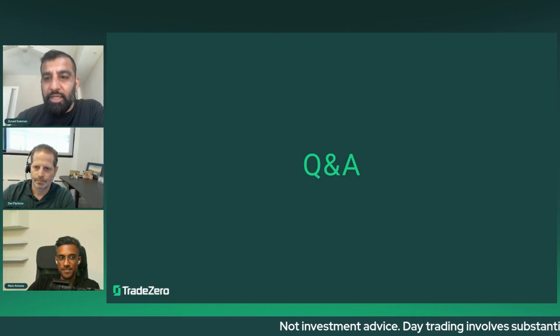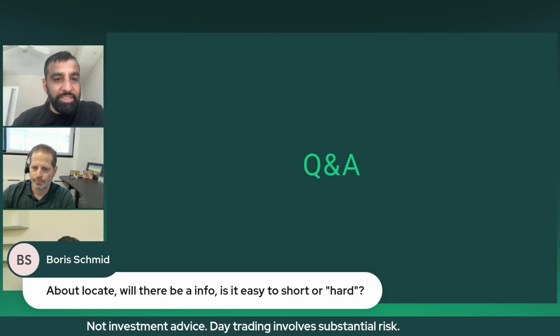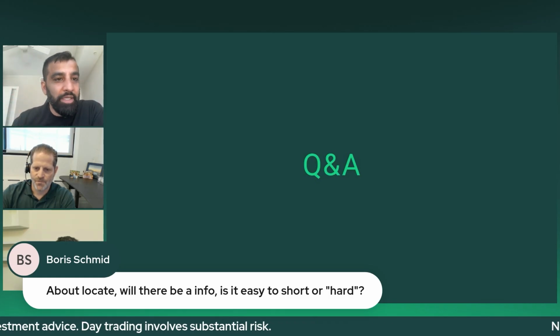All right, appreciate that. I've got this one from Boris. Dan, if you want to, about locate: will there be info on whether it's easy to short or hard? For example, Apple, easy to short, where some other small caps might be a little tougher.